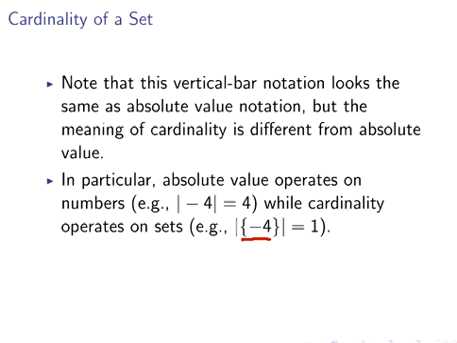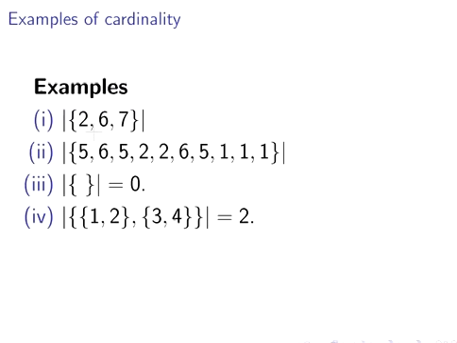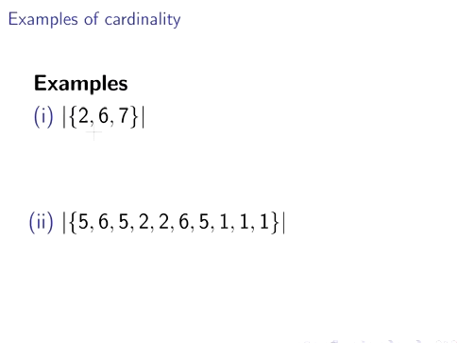So let's look at some examples. A very simple one to start off with, 2, 6, and 7. And then we have a longer one there. Let's just do the first two. The first example: how many elements are in that set? Well, simply there is 2, 6, and 7. So there are 3 elements, and therefore the cardinality is 3.